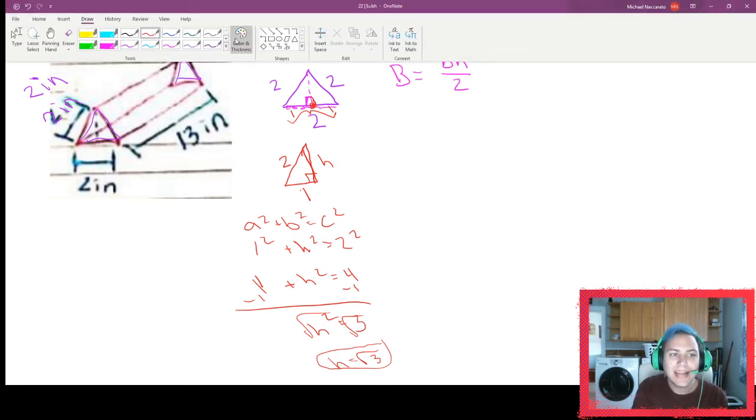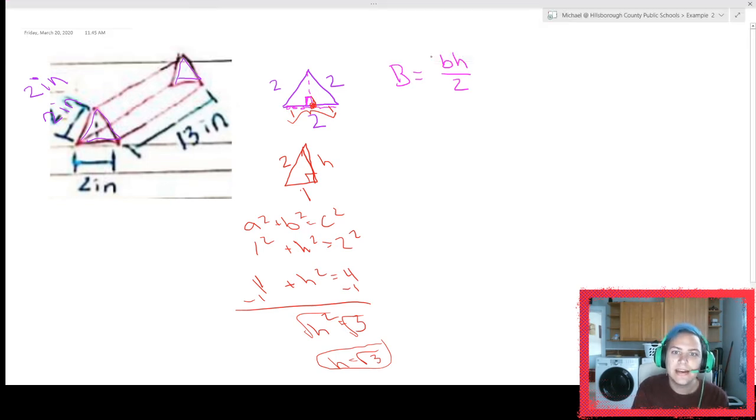Now that I know the height is the square root of 3, now I can come in and solve this problem. Base is 2, the height is the square root of 3, and we're going to divide by 2. So the only thing I can do here is simplify these 2's. 2 divided by 2 is 1, so I just have 1 square root of 3.